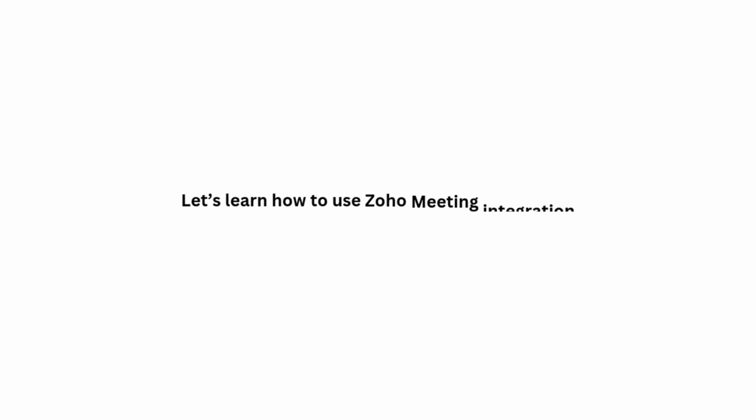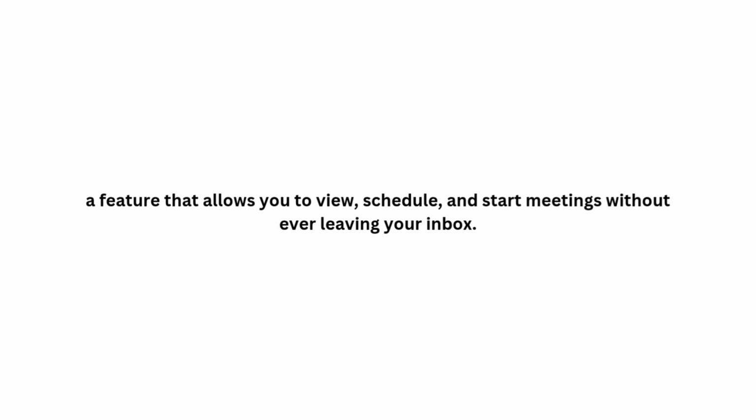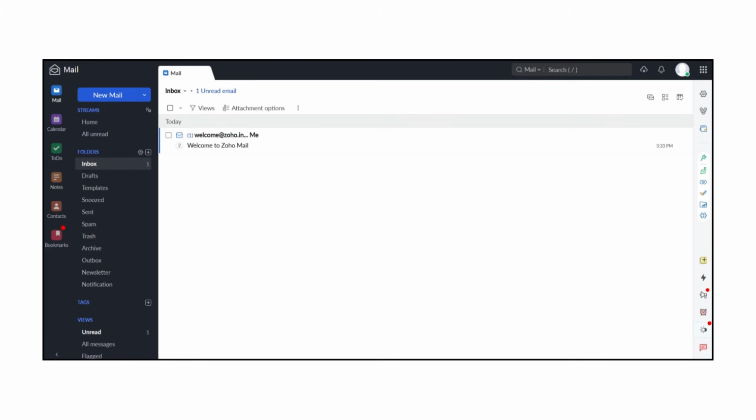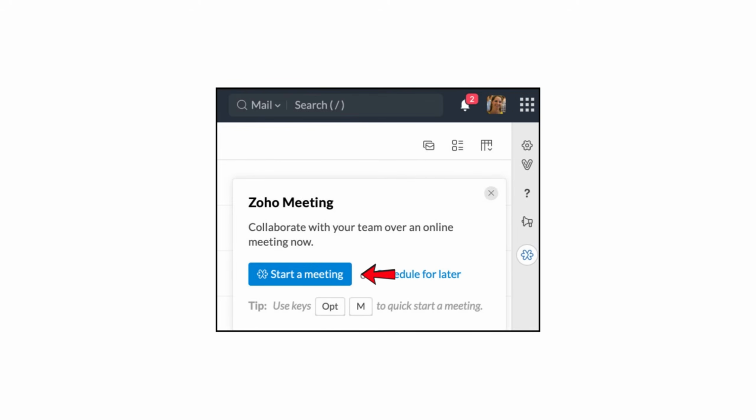Let's learn how to use Zoho Meeting integration inside Zoho Mail, a feature that allows you to view, schedule, and start meetings without ever leaving your inbox. Step 1. Quick Launch. You can launch Zoho Meeting directly from your mailbox. On the right-hand side panel, click the Zoho Meeting icon and choose Start a Meeting to instantly begin.